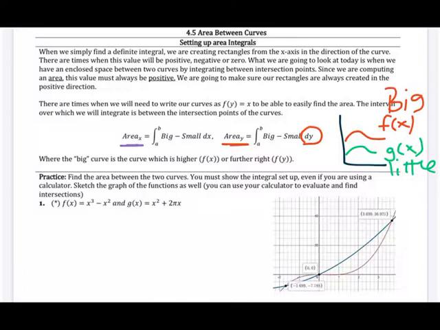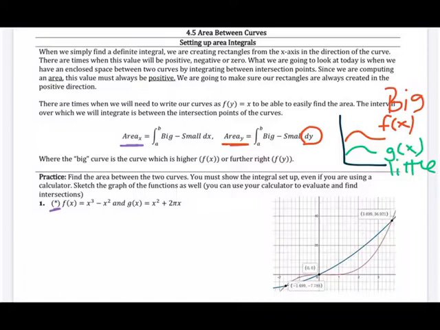So this first example, remember anytime you see this little symbol, that's me indicating to you that we can use a calculator there. The directions say, find the area between the two curves. You must show the integral setup even if you're using a calculator, just like you would have to do on the AP test, you need to show the setup. Sketch the graph of the functions as well. You can use your calculator to evaluate and find the intersections.